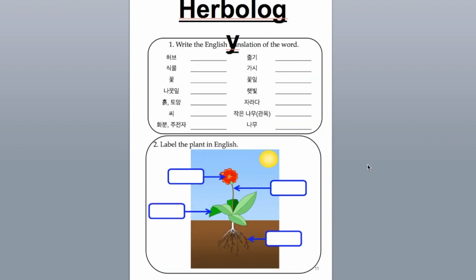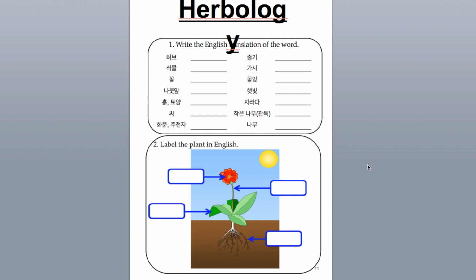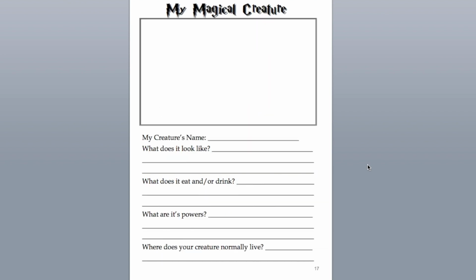So here, some of the worksheets were ones I made, and then some of them were ones I took off the internet, and some of them were a mixture of both. So just keep that in mind. So these are some examples.